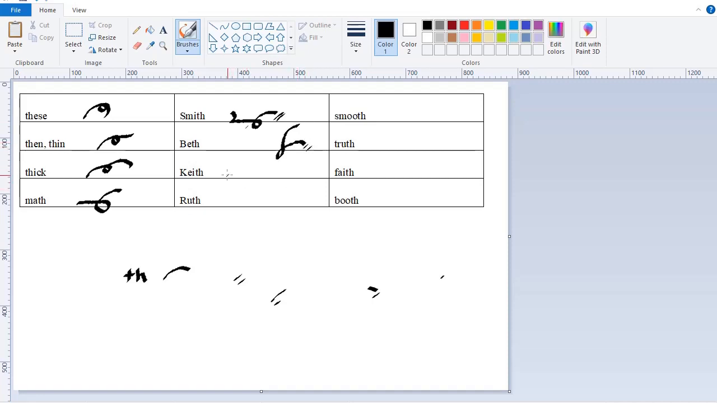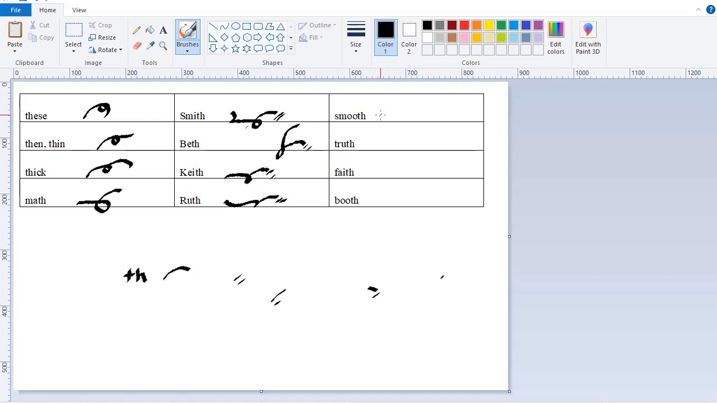Next, we have Kit. So, when you say Kit, we have the sound of K, and then TH. Again, we have K, TH, and then of course your capital symbol. Next, Ruth. So, we have R, we have U, we have TH, and then your capital symbol.